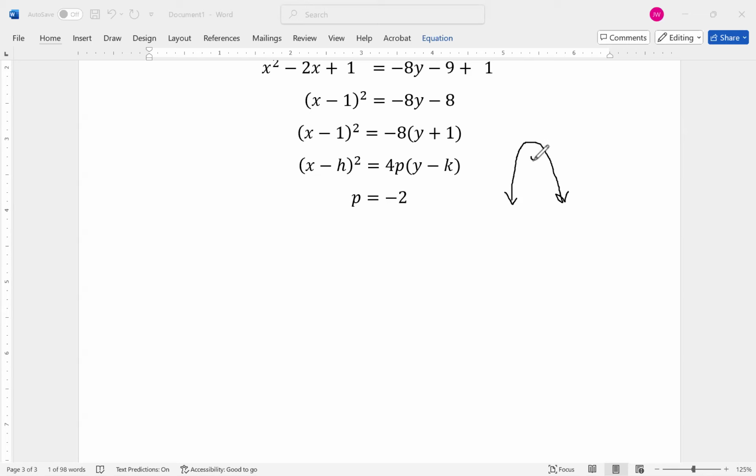And that means that whenever I find my vertex, to get to the focus, I'm going to go down p units. To get to my directrix, well, my directrix is going to be a horizontal line, and I'm going to go up p units to get to that.